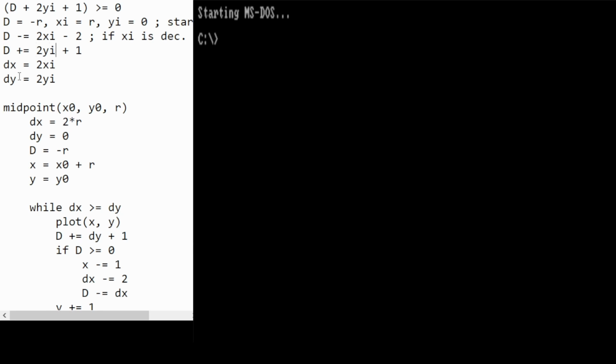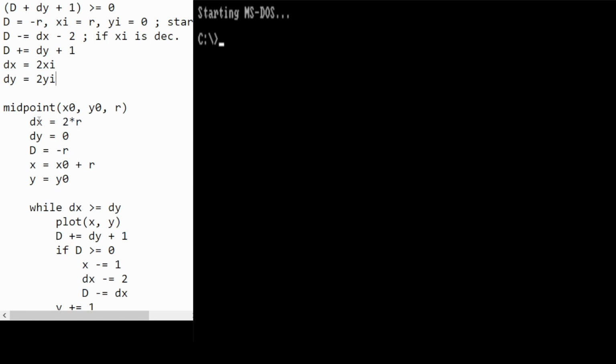So let's go through and use those instead. So this will be now dy, this will be dx, and this one will be dy. So this is the final form of everything. We've got the starting values for everything, and we've got the change that we need to make to d if xi is decremented, and we've got the change we need to make to d every iteration when y is incremented, and these are the new dx and dy.